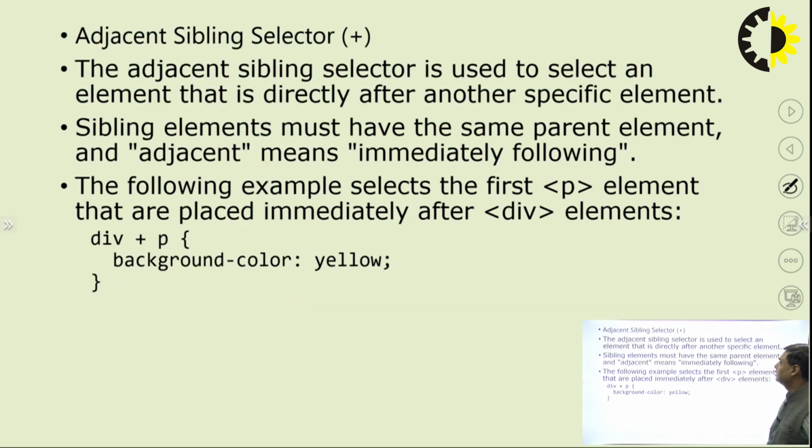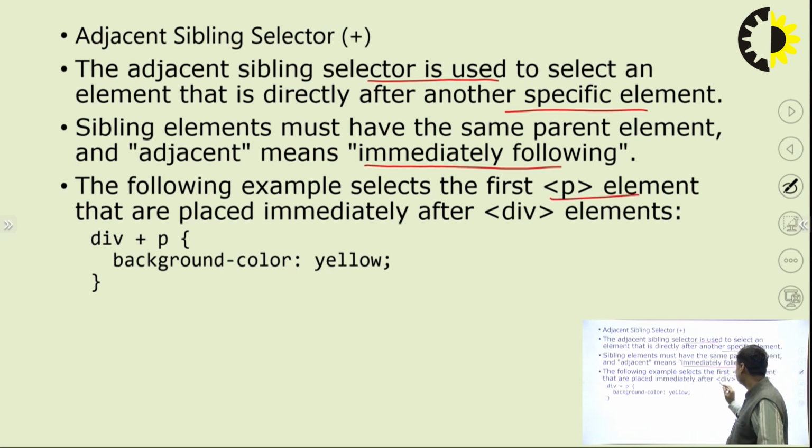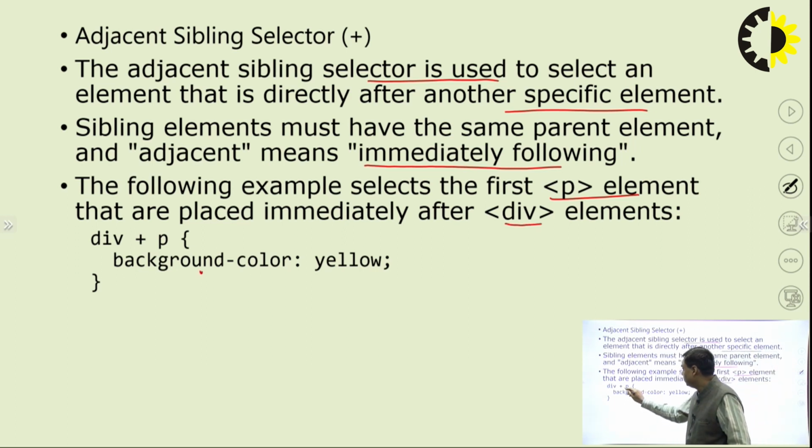Next is the adjacent sibling selector. The adjacent sibling selector is used to select an element that is directly after another specified element. The meaning of adjacent is immediately following. In the following example as illustrated, the first P element is placed immediately after the div element. So here we are saying the P element should be adjacent to the div element.